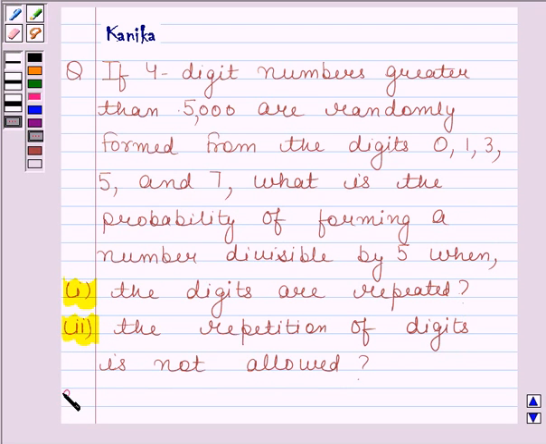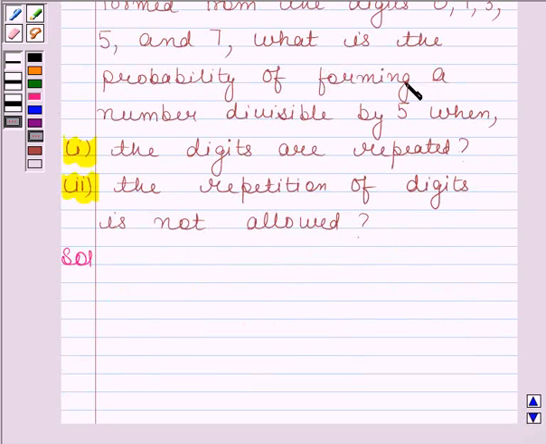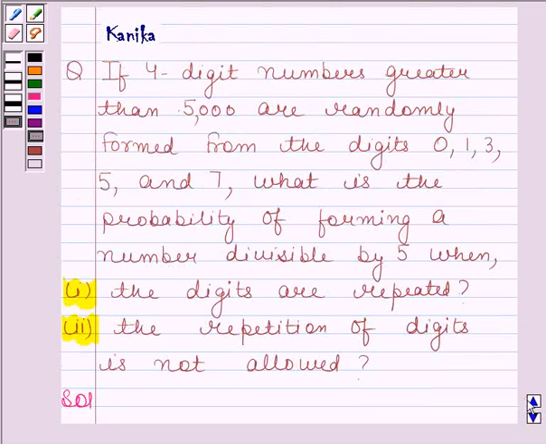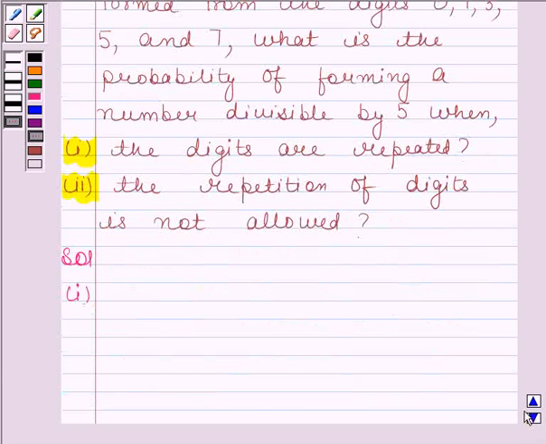Begin with the solution. In the first part, we have to find the probability of forming the number divisible by 5 when the digits are repeated. Now remember that this number is a 4-digit number and it is greater than 5000.